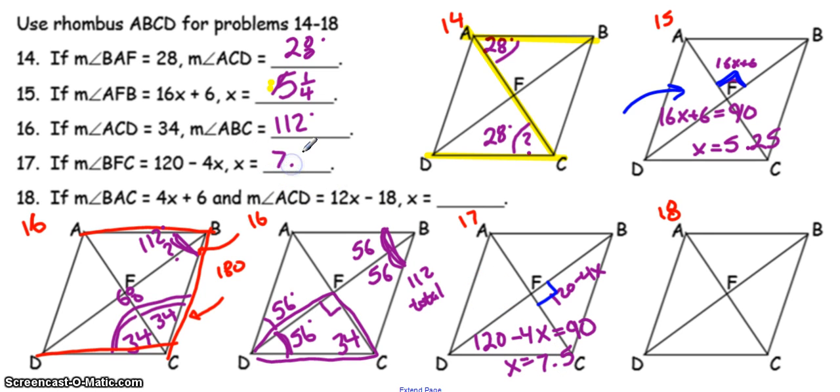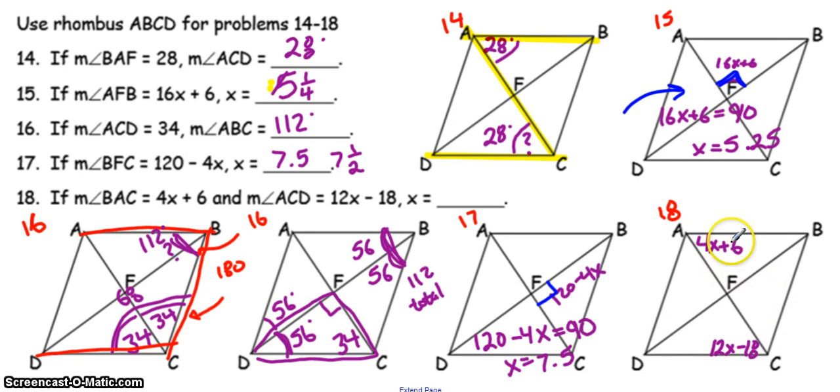So for 17, x equals 7.5. Or again, you could have 7.5 written as a mixed number with a fraction. For 18, if measure of angle BAC is 4x plus 6, let's mark that here. So BAC, this right here is 4x plus 6. And the measure of angle ACD is 12x minus 18. So ACD is 12x minus 18.